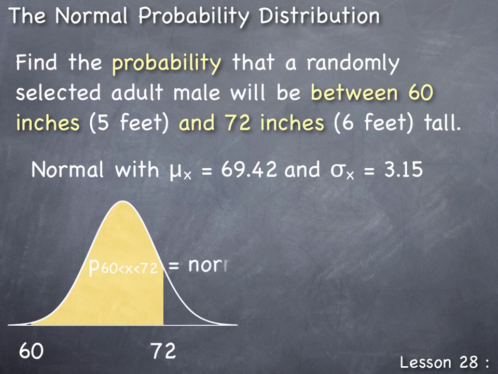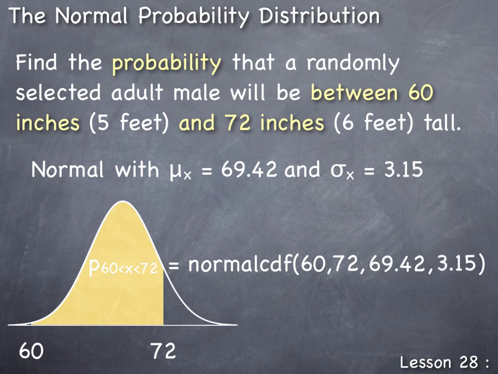Using the normal CDF command to do this, we need to input the 4 values. The first 2 values represent the L and the U, the lower limit value, which was the 60 inches, comma, and the U, the upper limit value, which was 72 inches. So this is going to find the probability that a randomly selected male is somewhere between 60 and 72 inches tall. The last 2 values input into the normal CDF command are the mean and the standard deviation. So here mu was the 69.42, comma, and sigma, standard deviation, was 3.15.